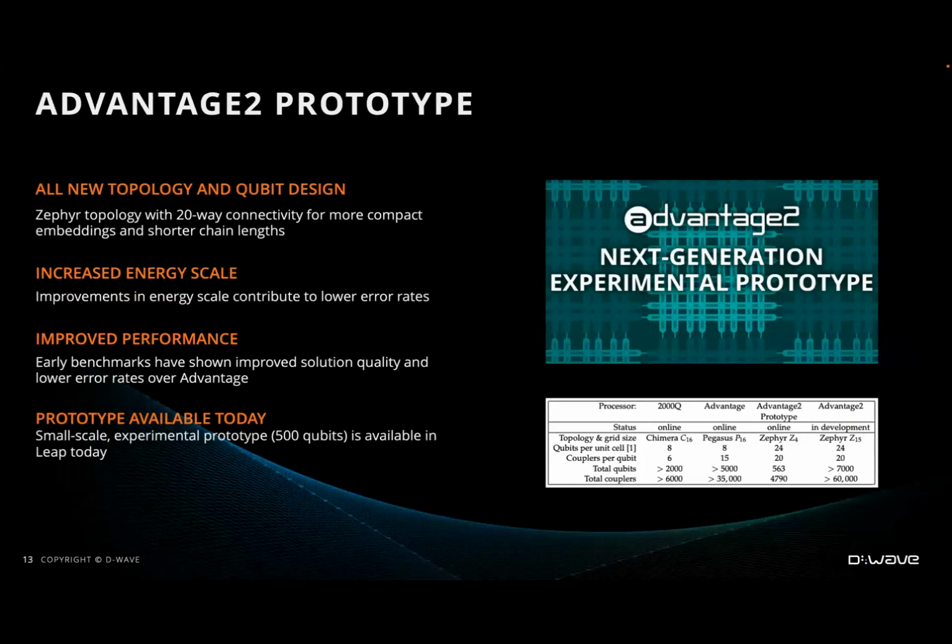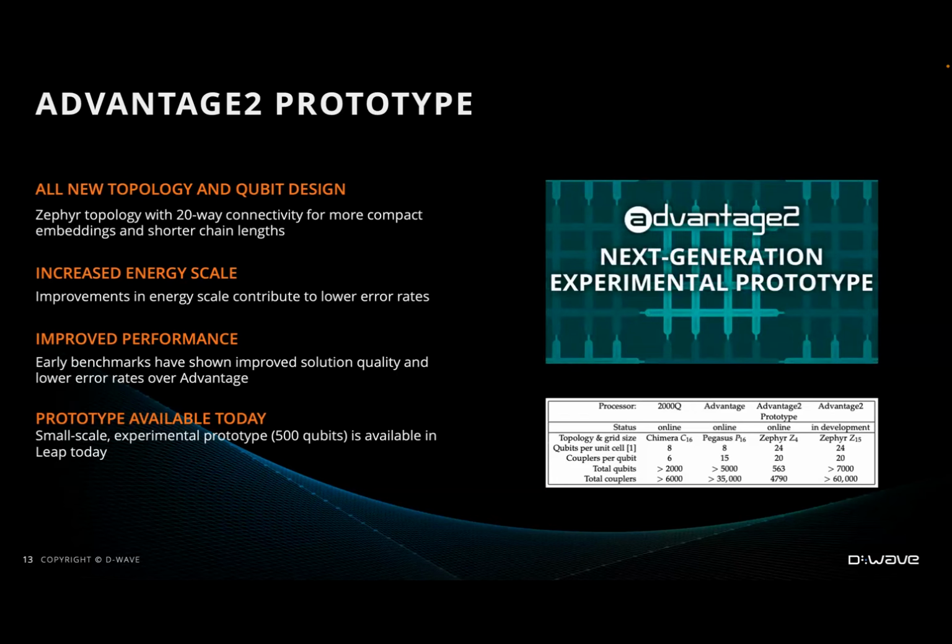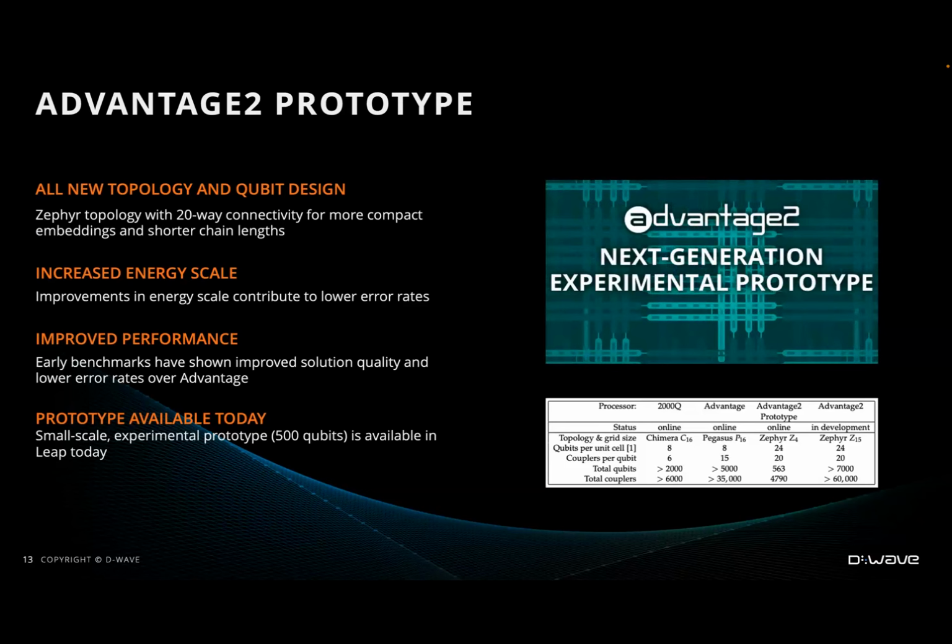I mentioned that we also have a prototype of our next generation system, our Advantage2 system. Our hardware teams are projecting that it's going to be released next year sometime. But in the development of that, we generate lots of smaller chips to check all of the topology and the new structures. And we actually had one that came out really good, so we decided to make it available to everyone. This is a small version, only about 500 qubits.